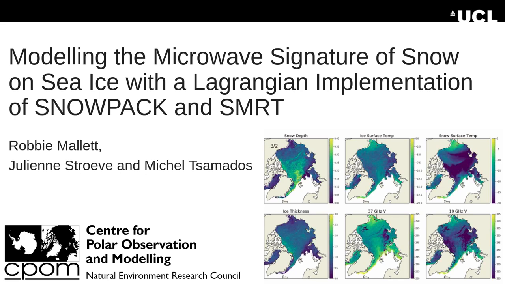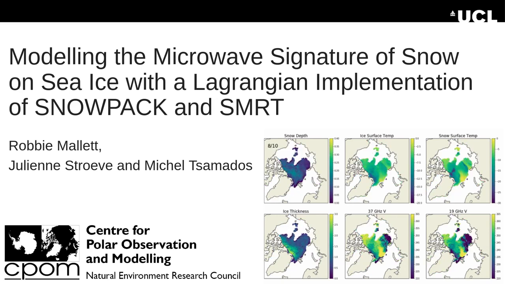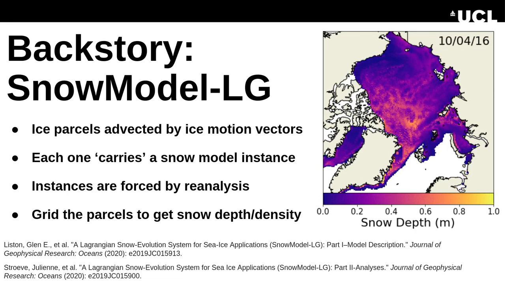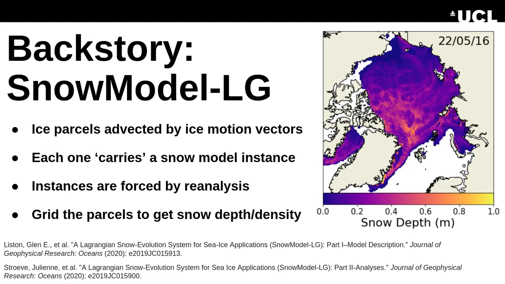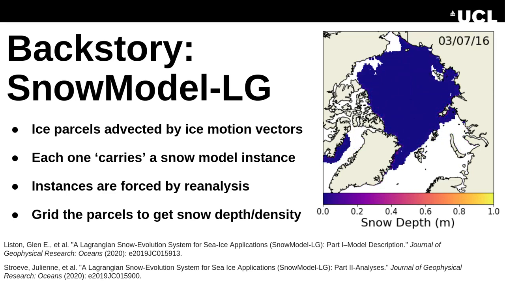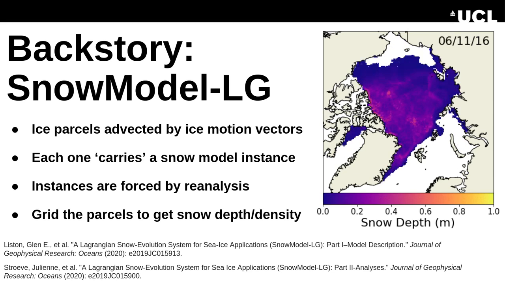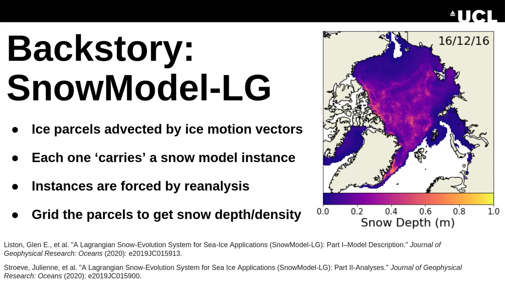The backstory to this project is encapsulated by a Lagrangian snow model that already exists, called Snow Model LG. Lagrangian models don't use a static, regular grid like the rectilinear ones you may be familiar with on maps. Instead, they consist of many individual cells that move with the sea ice. For Snow Model LG and in my model, we use the Polar Pathfinder ice motion vectors to move the cells around. This approach has a few distinct advantages.